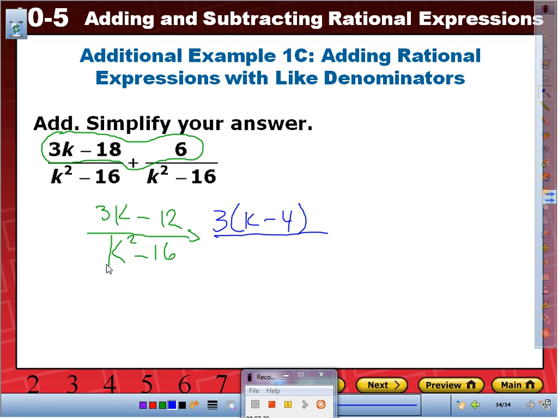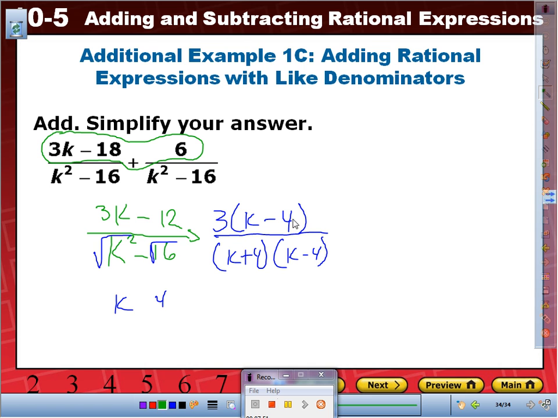Look at this one. Isn't it a binomial? Is it subtracting? Let's check to see if it's a difference of squares. Square root of k squared is k. Square root of 16, that's 4. Since I was able to get the square root and it's a subtraction, it's a difference of squares. So I write k plus 4, k minus 4.